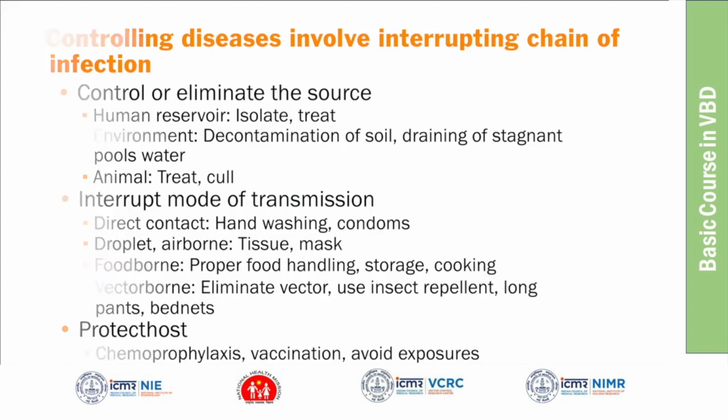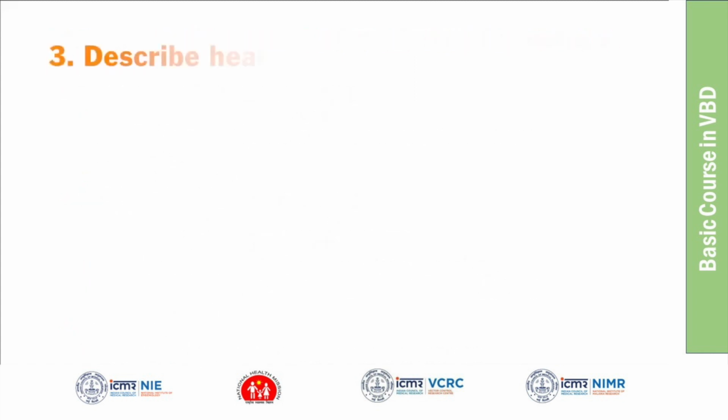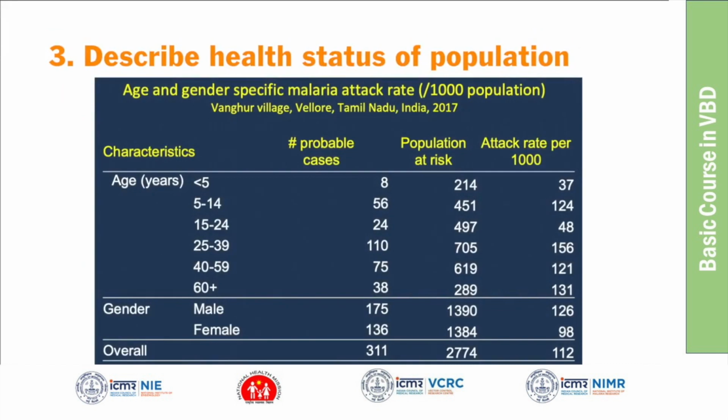The third use of epidemiology is in terms of describing the health status of the population. What do we mean by that? We mean who is affected, to what extent they are affected, at which time point they are affected, and where it is most affected. We describe the health status of the problem in the population, and make sure we have a good understanding of who, where, and when.